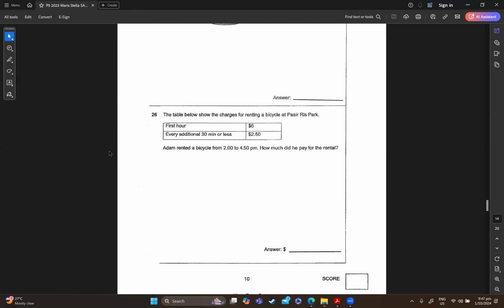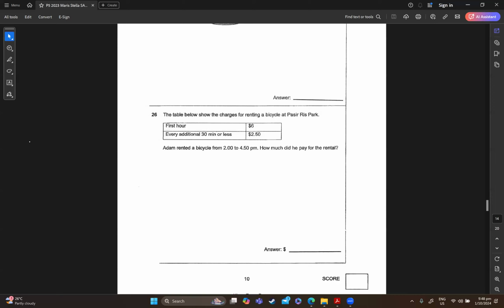Okay. Now, if you look at how they charge for this rent, for the first hour, you have to pay $6. Every additional 30 minutes or less, you have to pay $2.50. So I'll give you an example. If you rent this bike for 1 hour and 30 minutes, you have to pay $6 plus $2.50. Now, if you rent the same bicycle for 1 hour and 1 minute, it is also $6 plus $2.50. So that's how it works, okay?